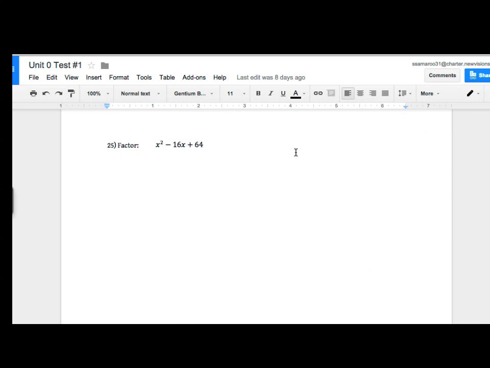And then our last question to wrap our test. What's my a, what's my b, and what's my c? Here we go. All right, last one. So I have x squared. I know there's an invisible 1 in front of it. My b is going to be negative 16. Always keep my negative with it. C is going to be 64.